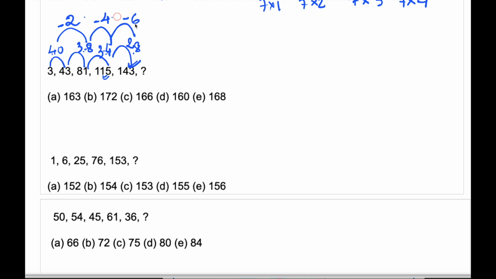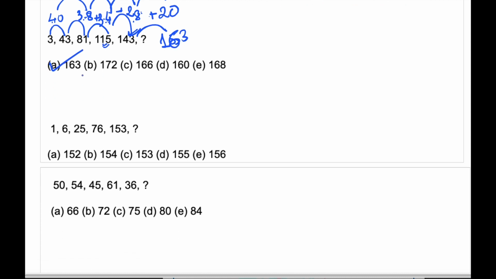Okay, so 2, 4, 6. 2 plus 2, 4. 4 plus 2, 6. 6 plus 2, 8. So minus 8. 28 minus 8 is 20. Okay, and all these are plus, right? Addition. So 143 plus 20 is how much? 153. Sorry, 163. So option A is your answer.